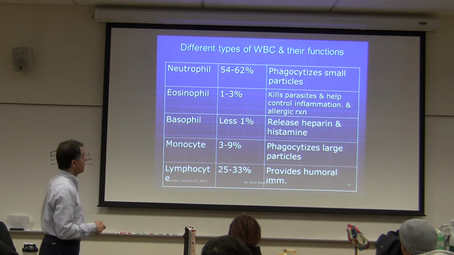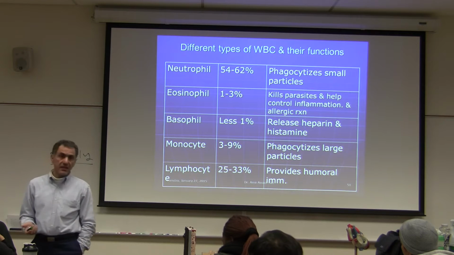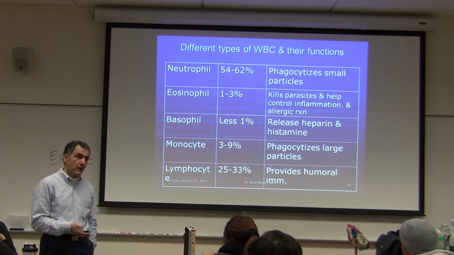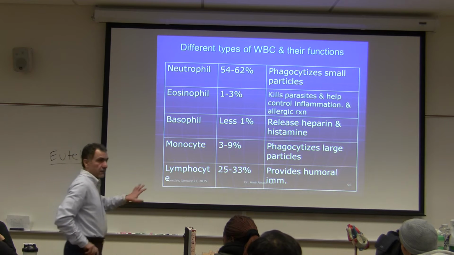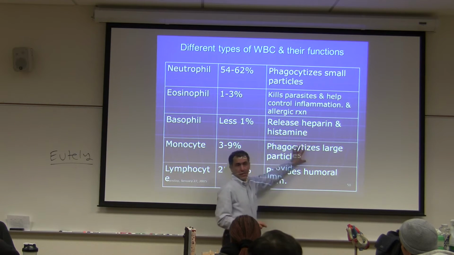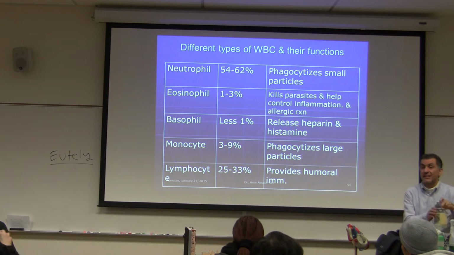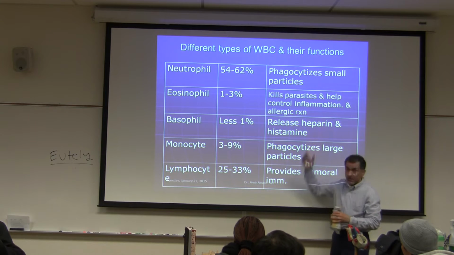Okay, different types of white blood cells. I listed the functions for you. Please study them. Make sure you know them word by word. Nothing out of the scope of the functions here will I ask you. And I think I will ask you these, but not out of that scope. This list can be much, much longer.